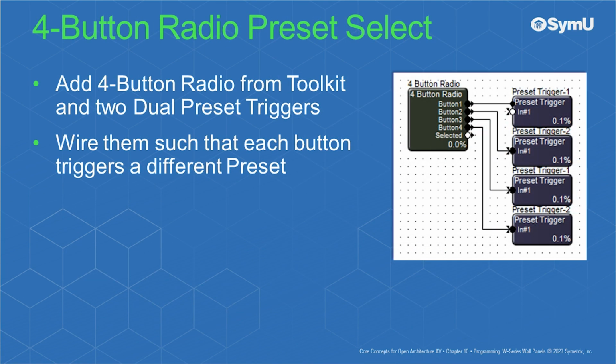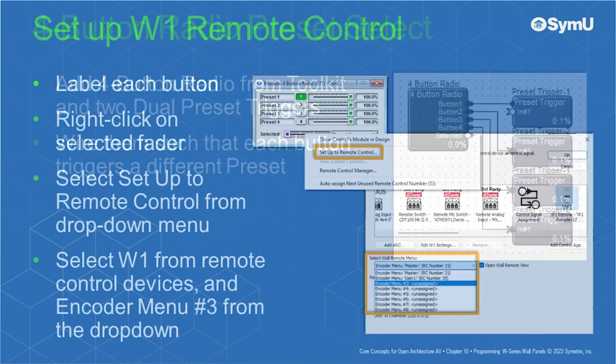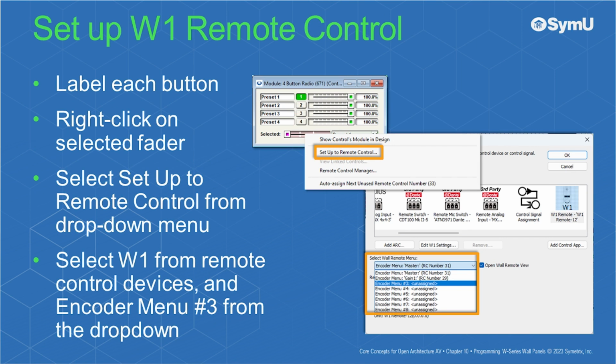Bring in a 4-button radio from the toolkit to your site file and 2 dual preset triggers. Wire them such that each button triggers a different preset. Label each button. Right-click on the selected fader. Select Setup to Remote Control from the drop-down menu. Select the W1 from the Remote Control Devices and Encoder Menu number 3 from the drop-down.